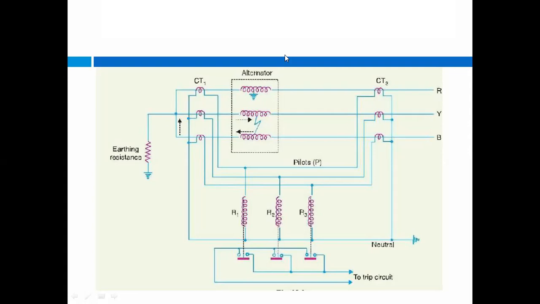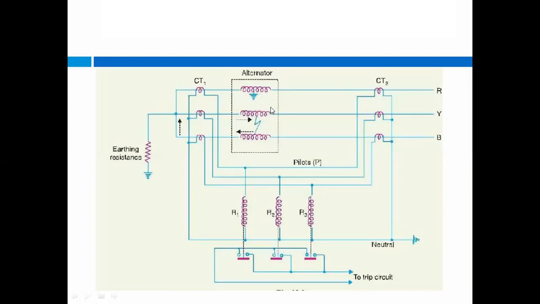Now here, concentrate everyone. We'll see the diagram first. So here, there is an alternator.